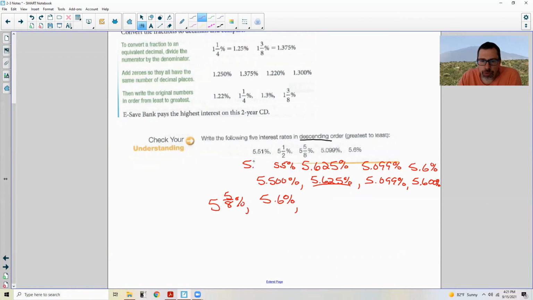Oh, I forgot my 5.51. So this is 5.510% with the right number of decimal places. No, it's just 1 0 here. Okay, and then let's get back to this. So 5.6, and now I have 5.51, which is more than 5.5, so that'll be the next one. 5.51%, followed by 5.5%, and then finally 5.099%, descending order.